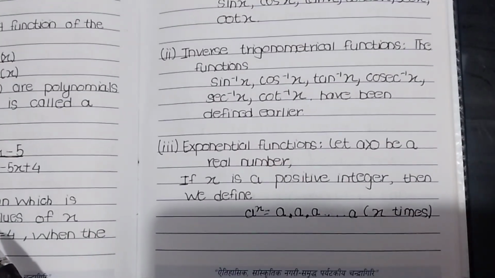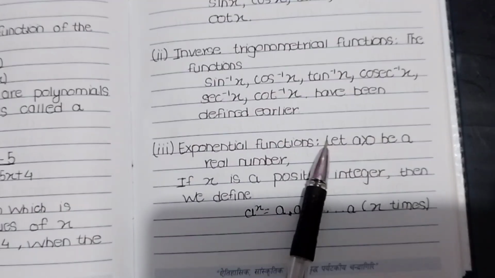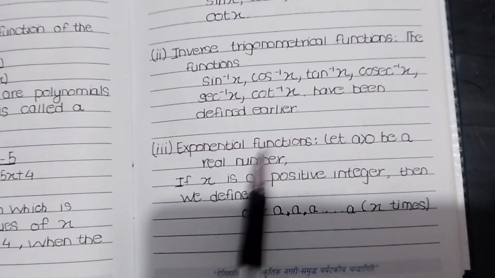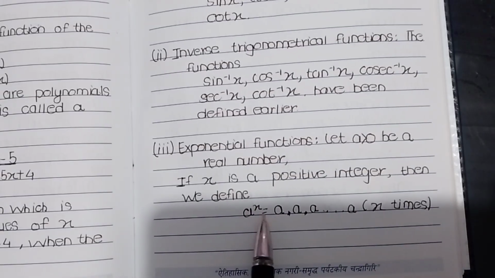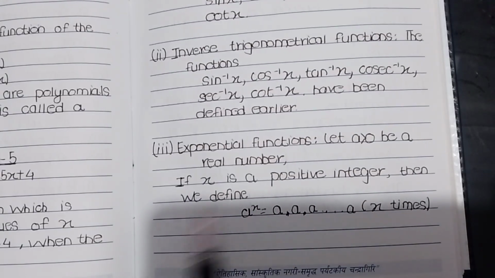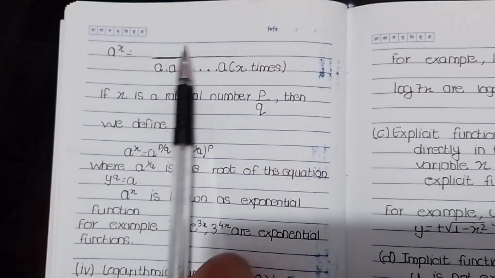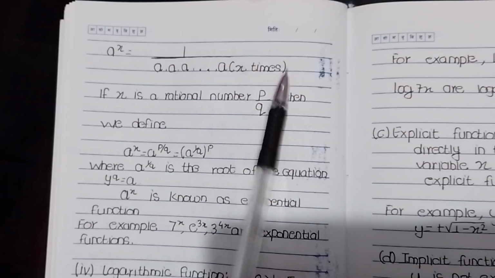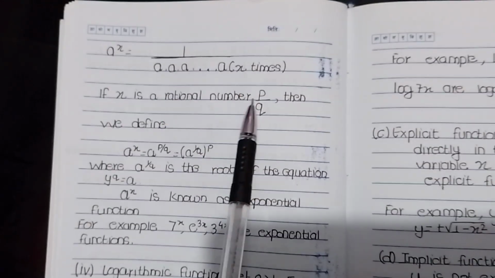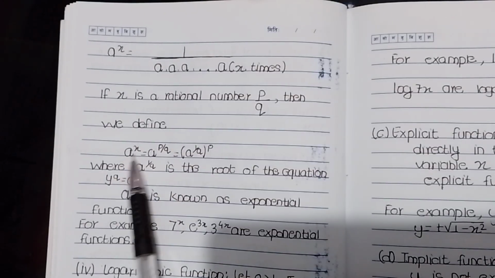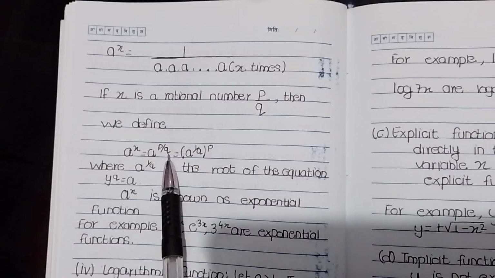Now we will study the exponential function. Let a be a real number greater than 0. If x is a positive integer, then we define a to the power x as a multiplied x times. Another pattern: a to the power minus x is equal to 1 by a multiplied x times. If x is a rational number p by q, then we define a to the power x as a to the power p by q.